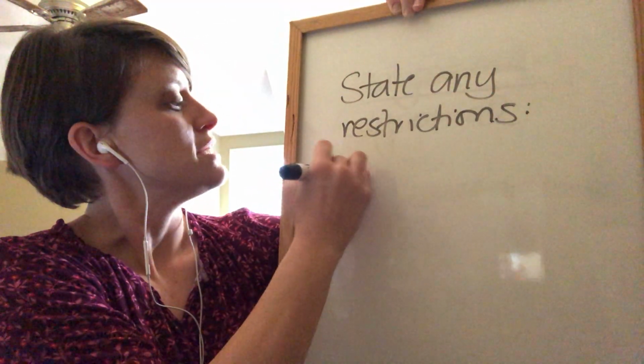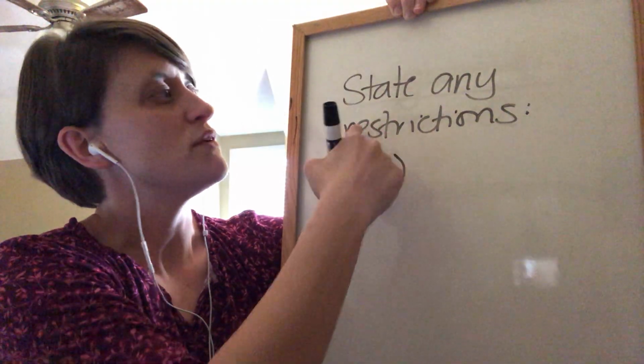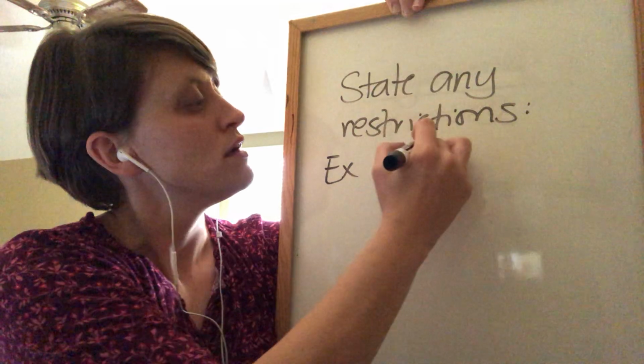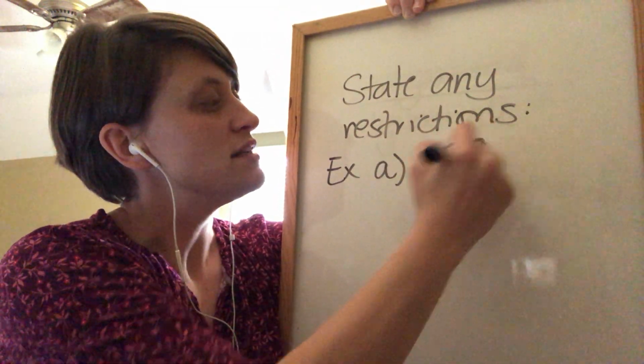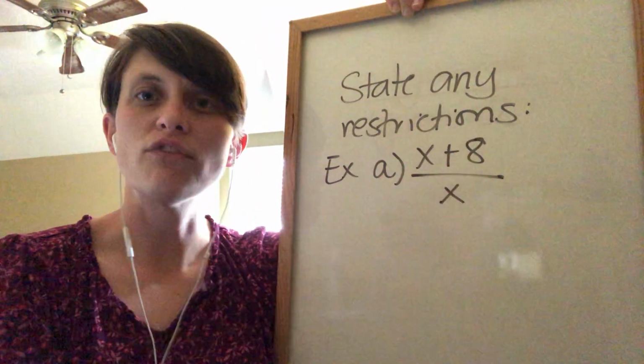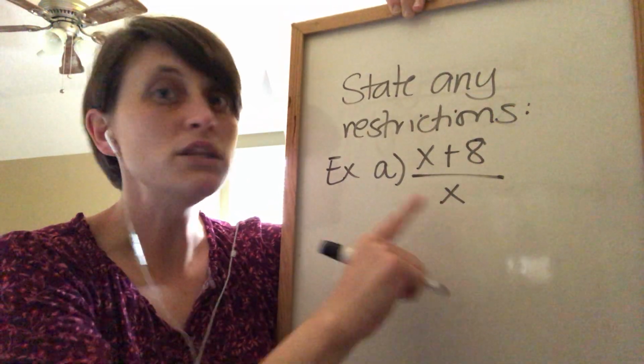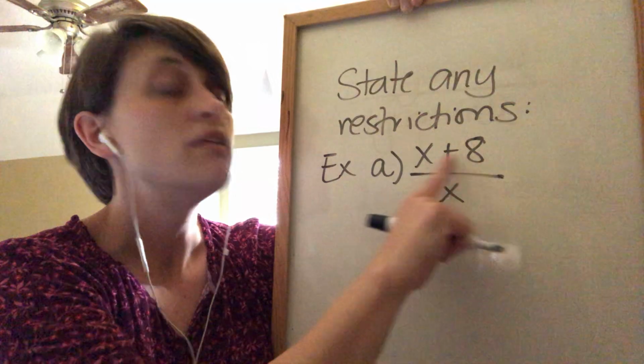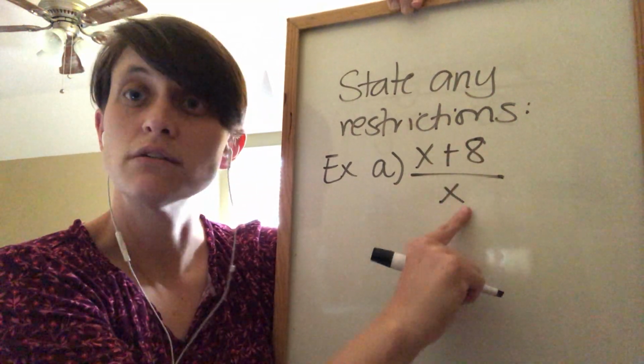So let's do an example. And just so you know, this is what the instructions will say. State any restrictions on the variable. Okay, so here's our expression, x plus 8 over x. Okay, so if we look at it, this is definitely a rational expression like we defined it earlier. This is a polynomial. This is a polynomial.